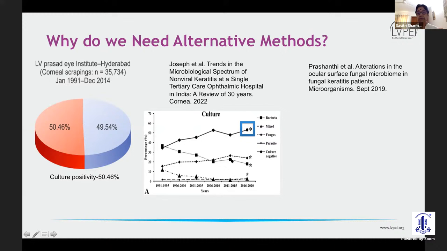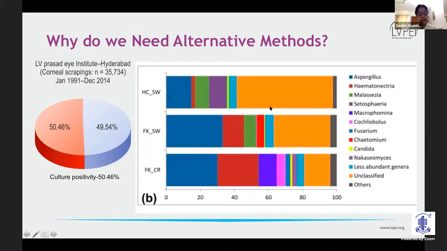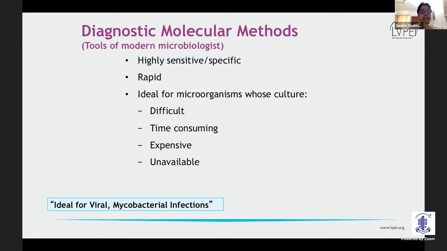Also, our microbiome studies have shown that you can find a large number of fungal DNA in the fungal keratitis cases compared to culture, which is much less in number. So sensitivity is low. And the diagnostic methods by molecular methods will be described by the next speaker. Arpan will be talking about that. This is just to show that they are very sensitive and they do have a great future.